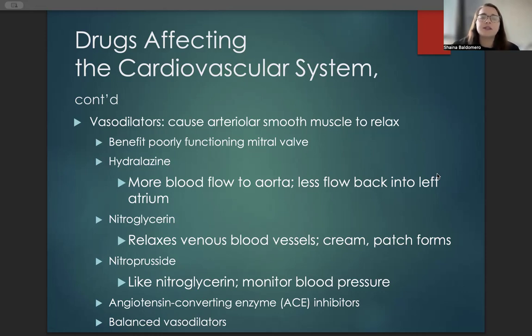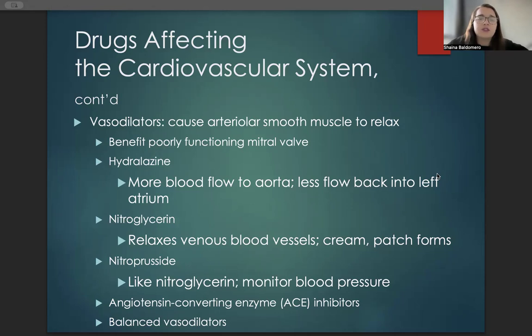Another medication that's a vasodilator is nitroglycerin. This will help relax venous blood vessels. It comes in a few different applications, such as creams or patches. So that can be great for pets that might not take medications very well. We also have transdermal medications, which is like a cream that you can put on the inside of the ear.